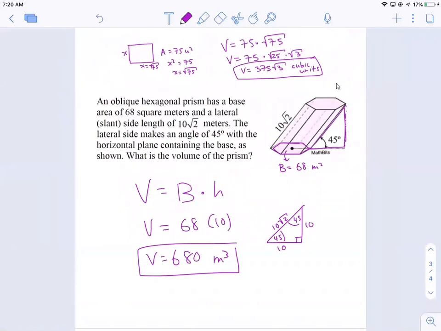So that's going to be it for today's lesson. Just make sure you understand Cavalieri's principle, and very simple, that the volume of any base, sorry, not any base, the volume of any prism is the area of the base times its height.